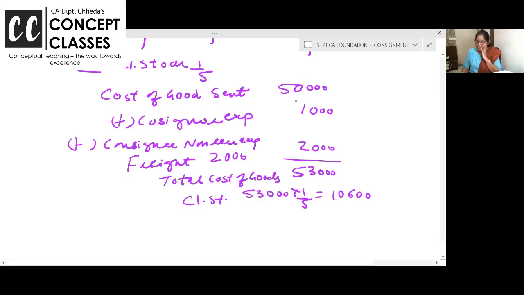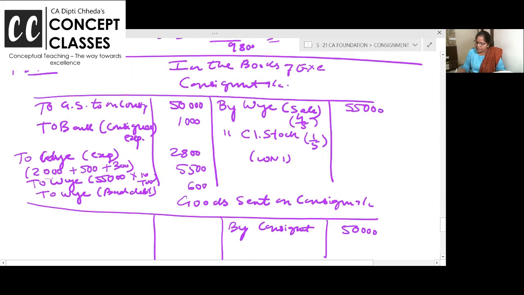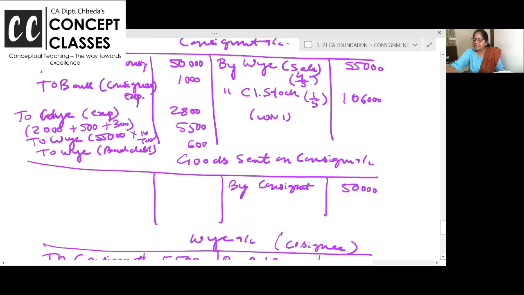Cost of goods is 50,000, consignor's expense, and of the consignee only non-recurring expense. Other expenses like rent and all that we will not take. So 10,600 is coming. Can I take 10,600 as closing stock here to get the profit now? How much is the profit transferred to the P&L account?